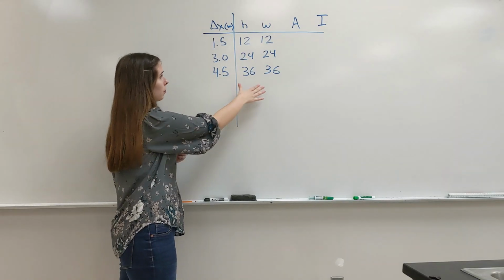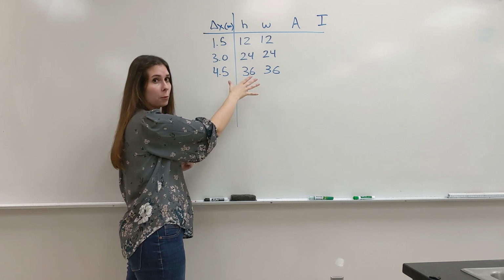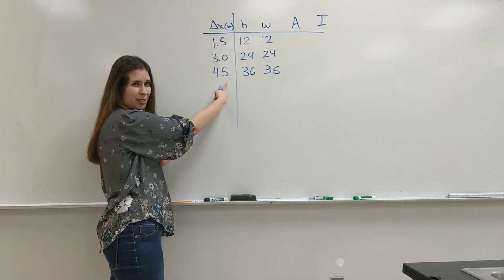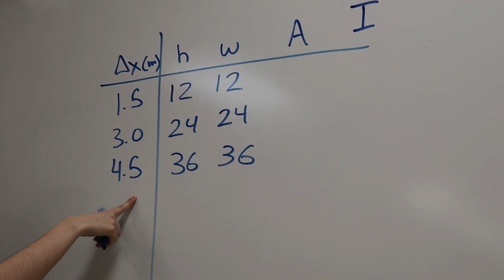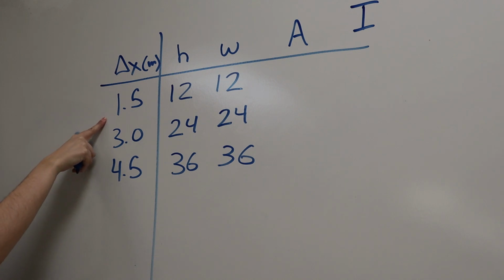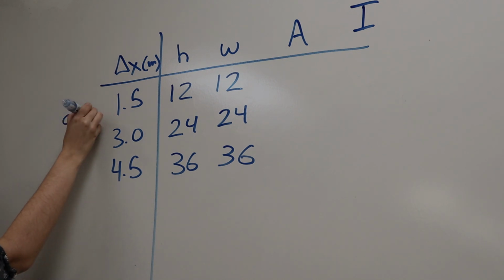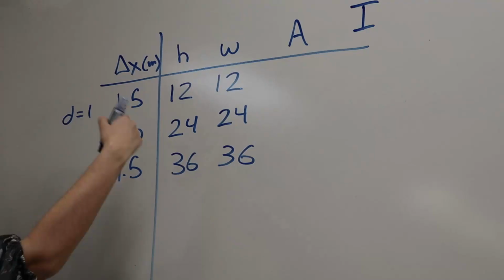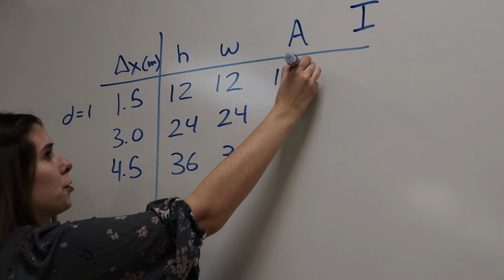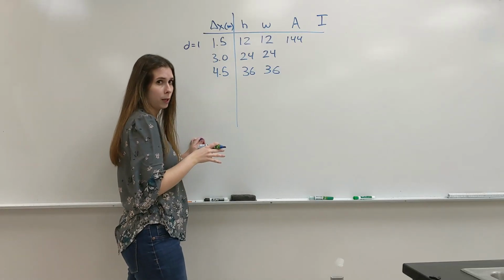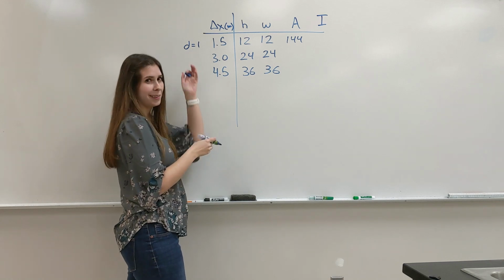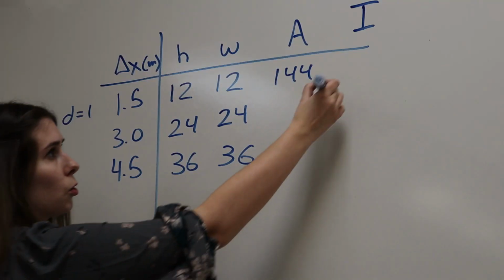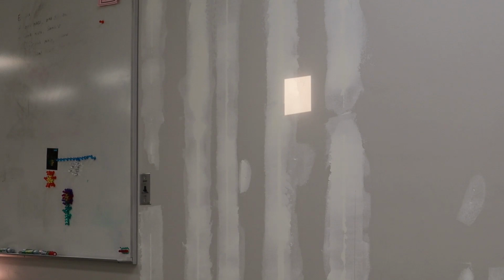So I've put up the heights and widths of the square that was on the wall. And I wanted to just make sure you're aware, these are the distances that the projector was from the wall. We're going to assume that this 1.5 meters is our distance 1. Okay? So at our distance 1, the area of the square, if you do 12 times 12, would have been 144 square centimeters, okay? At this distance 1, the intensity of the light we're going to assume is 100%. So that's going to be a 100% intensity of light.